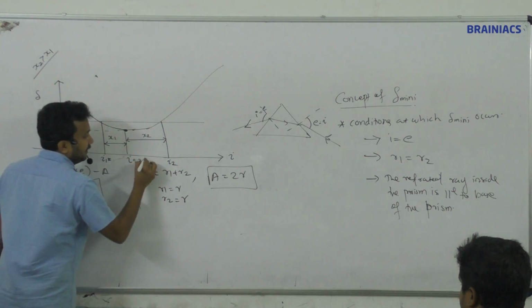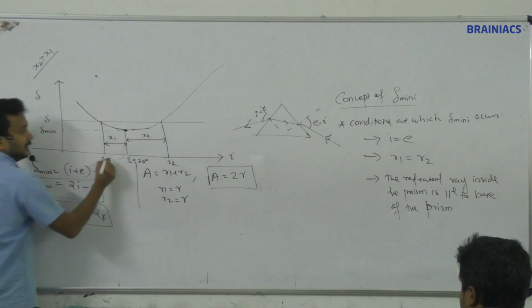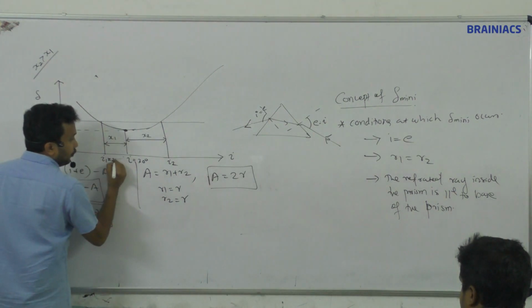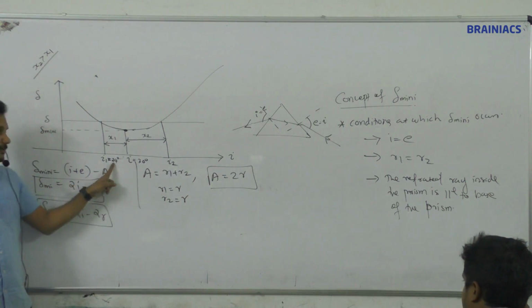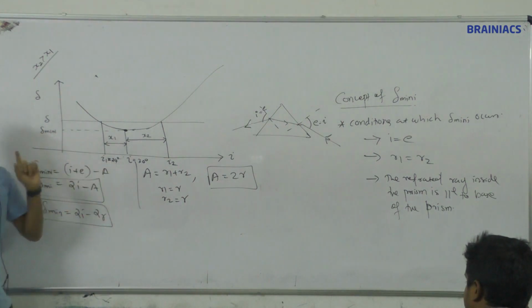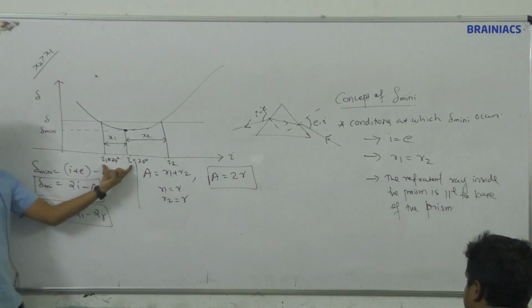I1 is given like 30 degree. Then what will I2 come? A lesser value. A lesser value means maybe I'll take like 24 degree. So what is the difference between these two? 30 minus 24, x1 will be equal to 6 degree. This angle x1 is 6 degree. This piece is 6 degree.